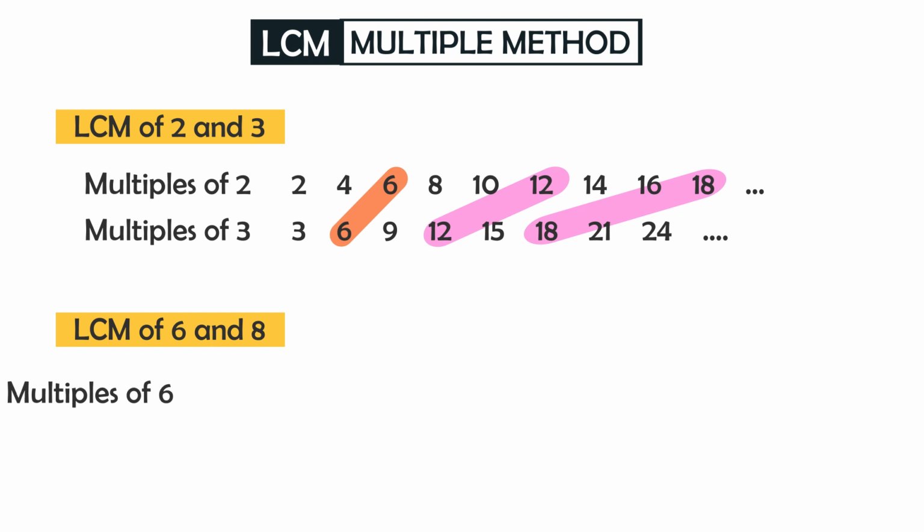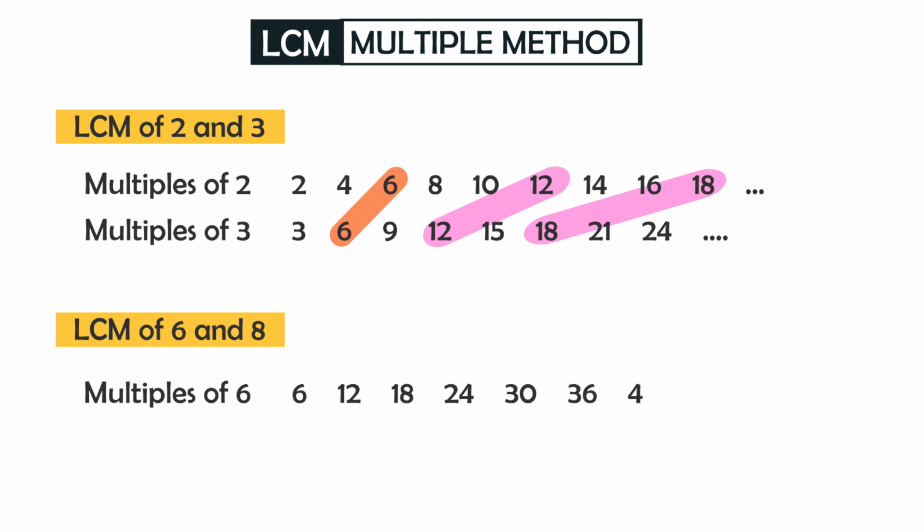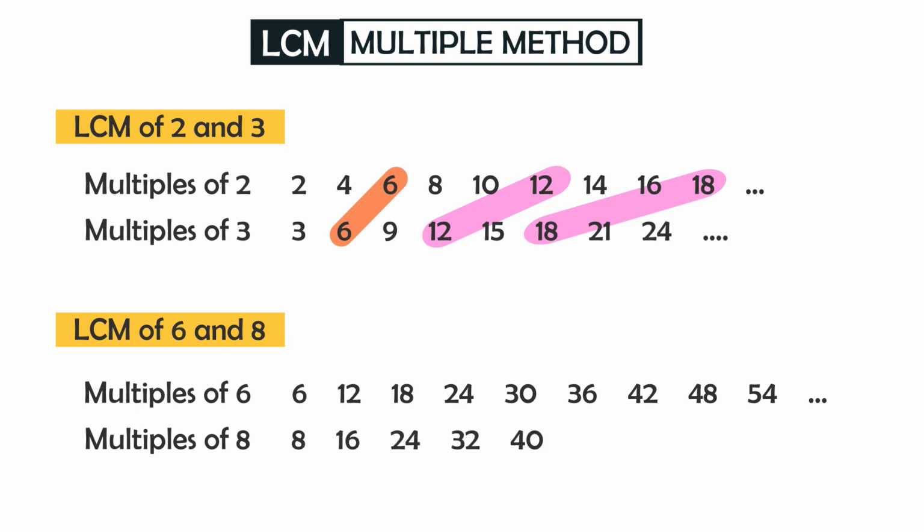What are the multiples of 6? 6, 12, 18, 24, 30, 36, 42, 48, 54 and so on. What are the multiples of 8? 8, 16, 24, 32, 40, 48, 56, 64, 72 and so on.